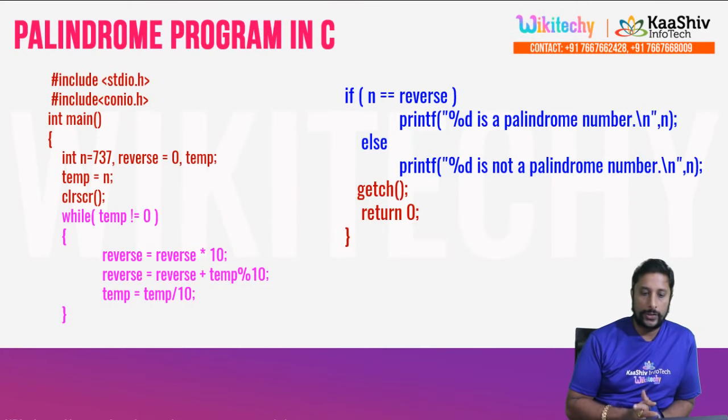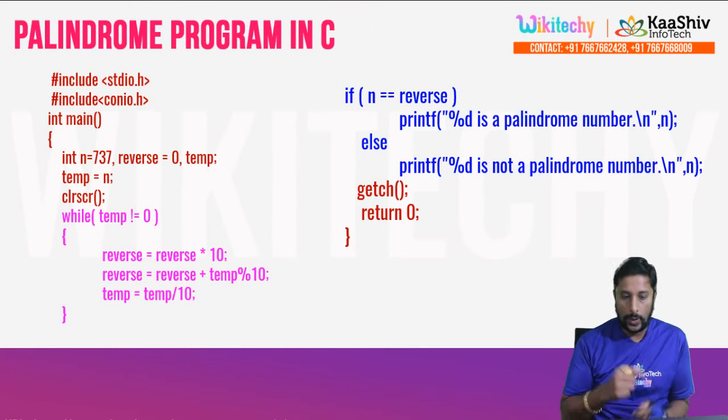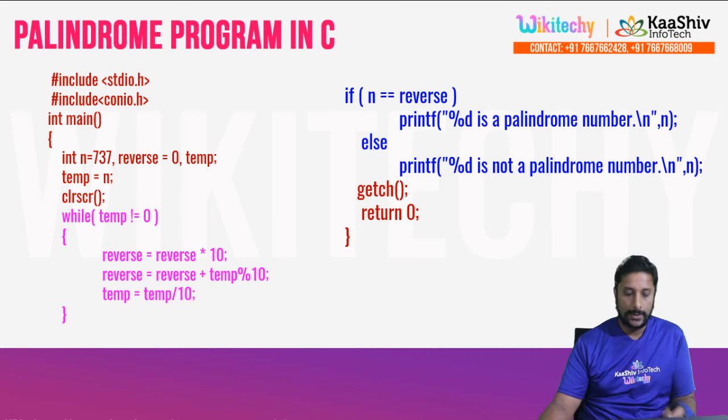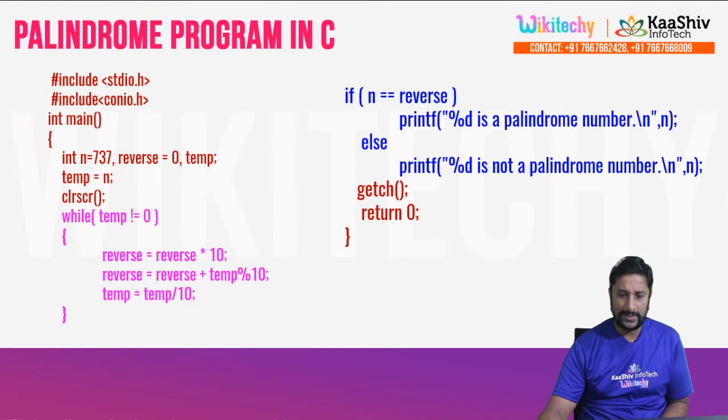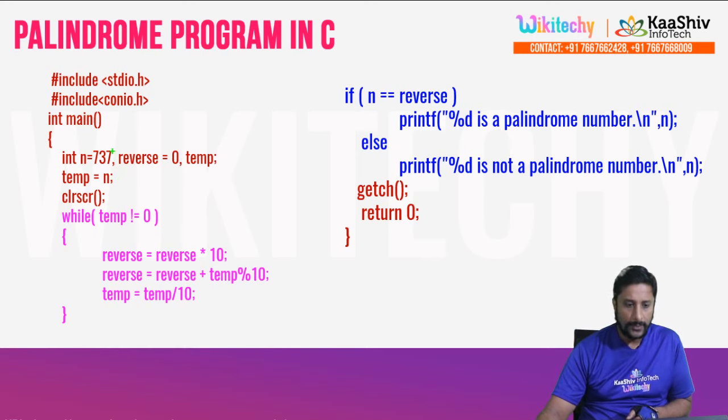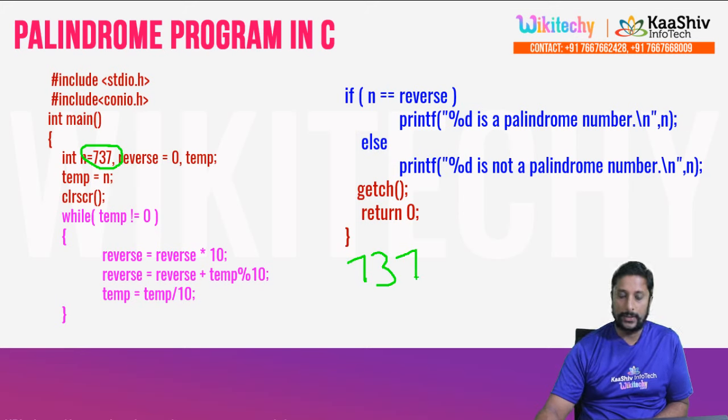How are we going to do it? For that, I'm going to have a mathematical calculation for this particular program. What is the mathematical calculation? 7, 3, 7 is here. So I got my 7, got my 3, and a 7 here. I'm going to reverse it. So I declared some variables. Reverse, the number reverse is equal to reverse into 10. Okay, so the reverse is 0, the value is 0 here.